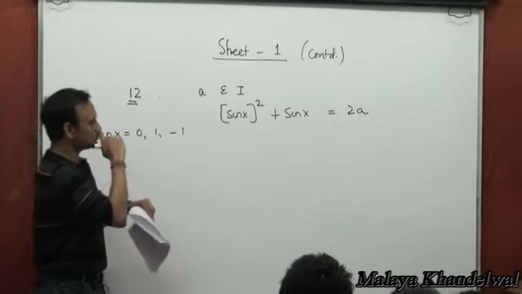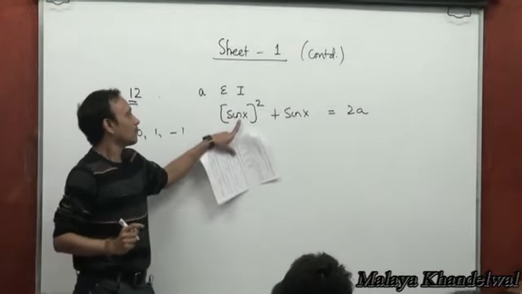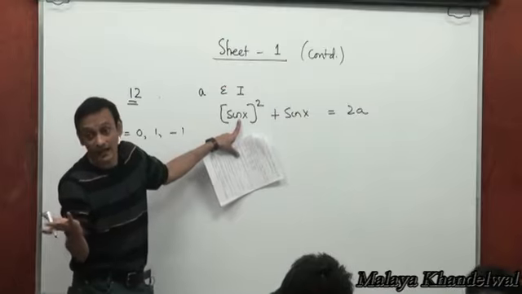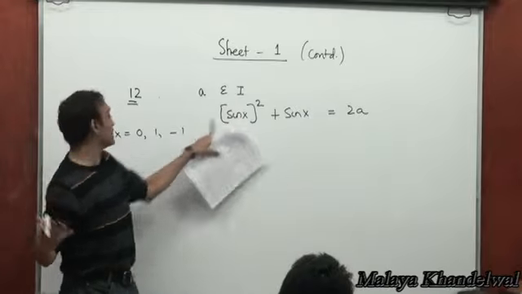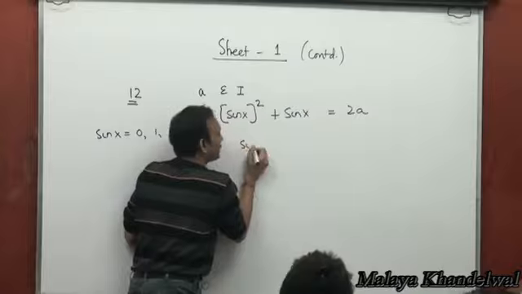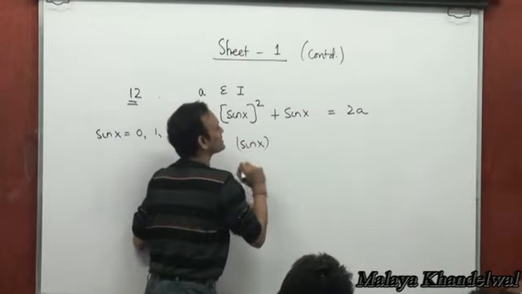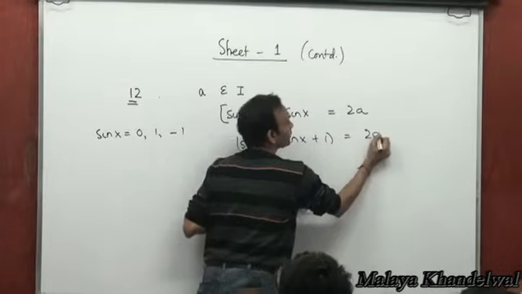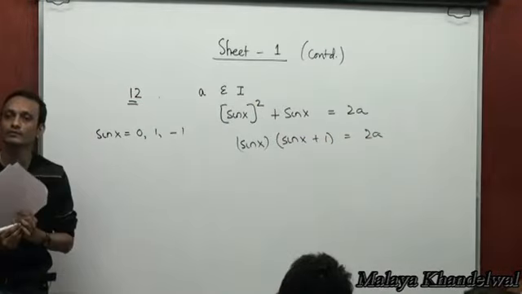Not only that, if sin x is an integer, then [sin x] will be equal to sin x. For these values of sin x, [sin x] will be equal to sin x, right? So then you have, replacing both by sin x, sin x into sin x plus 1 equal to 2a, right?